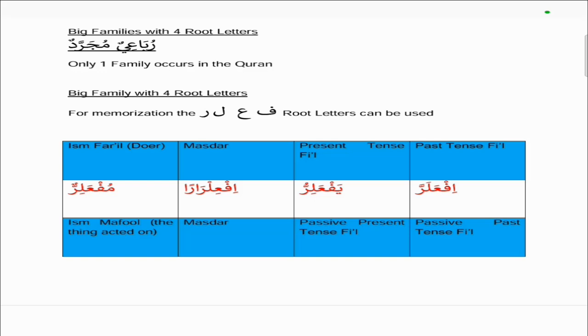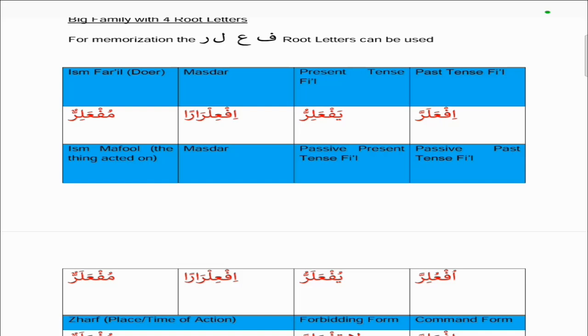So the past tense is if'alarra. The present tense will be yaf'alirru. So you can see in the past tense the alif with a kasra has been added, and there's a shadda at the end, so extra that's been added to the template. So the present tense is yaf'alirru. The masdar follows the pattern if'iraran.